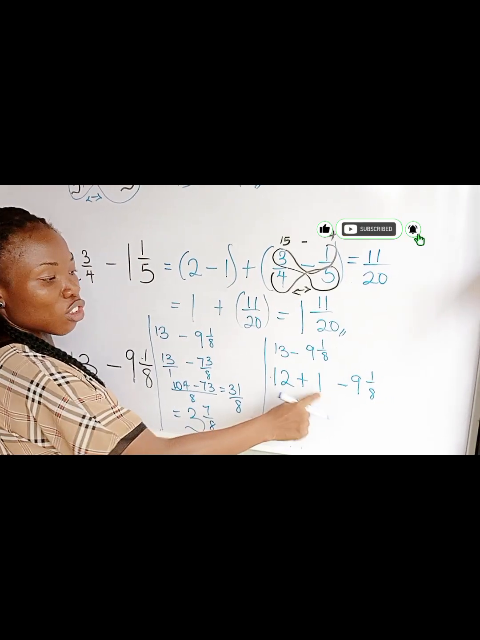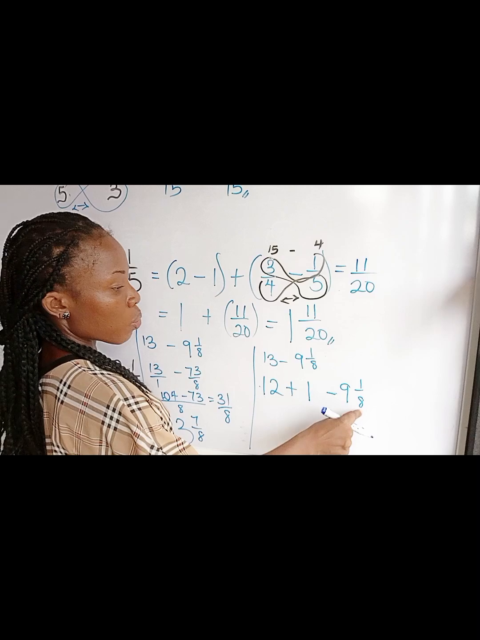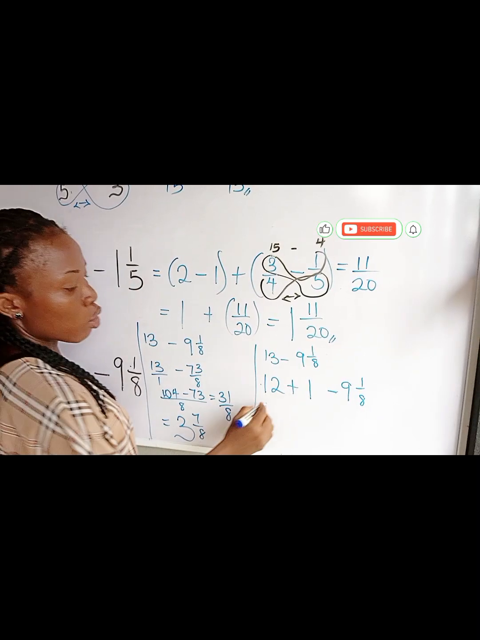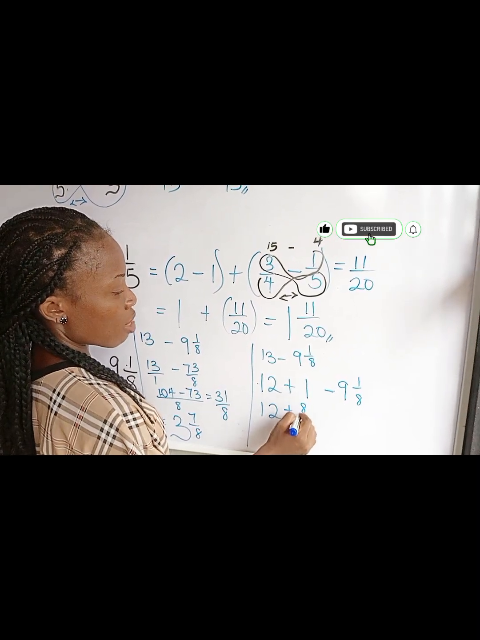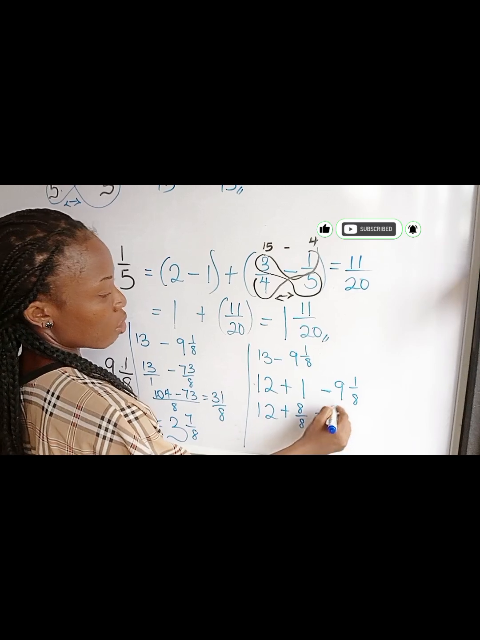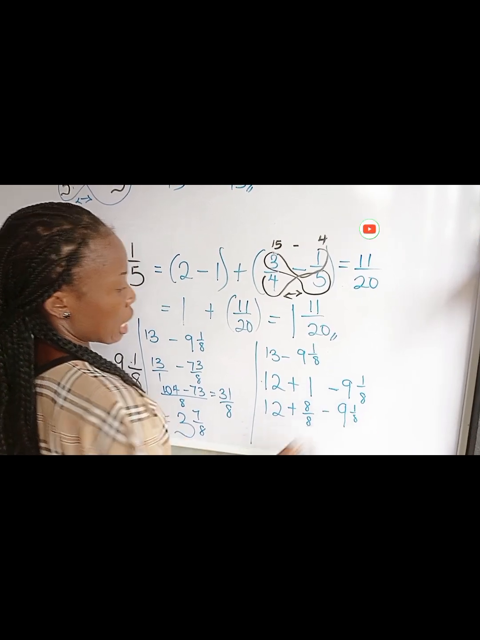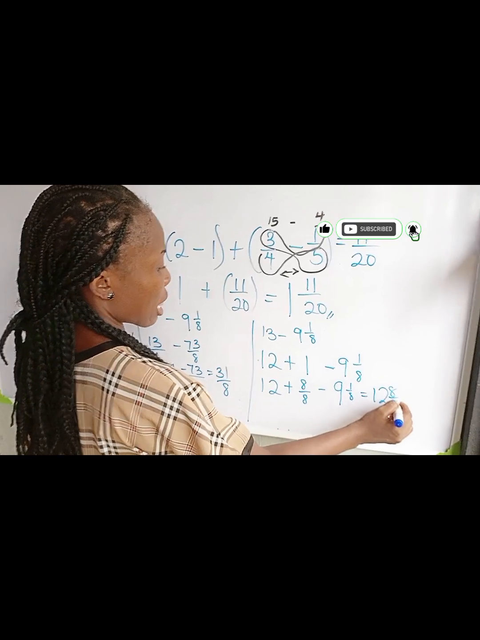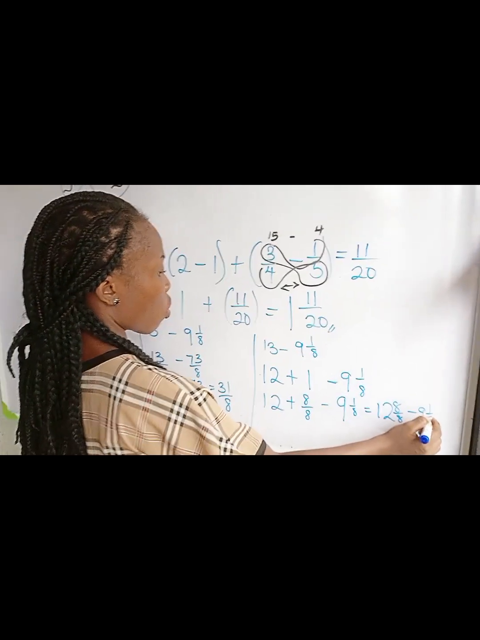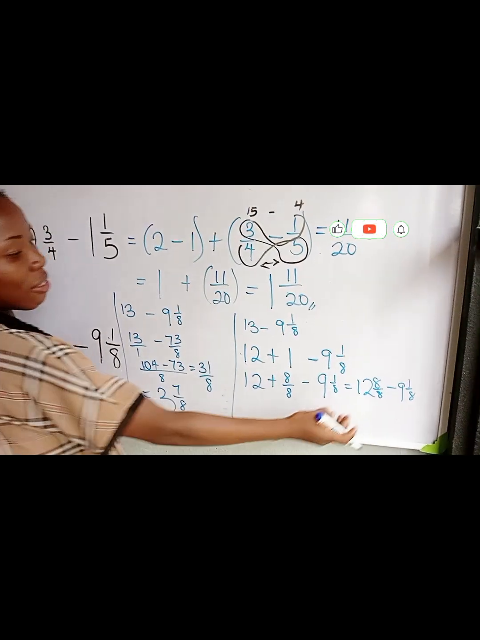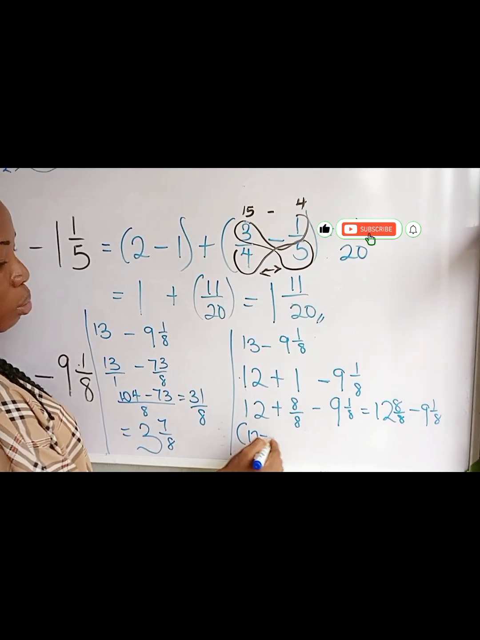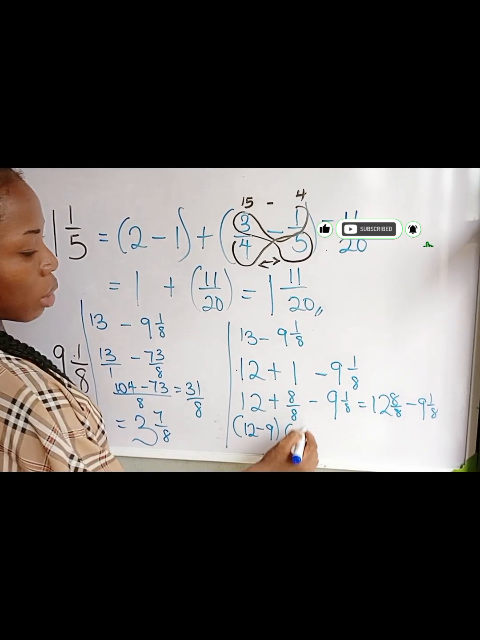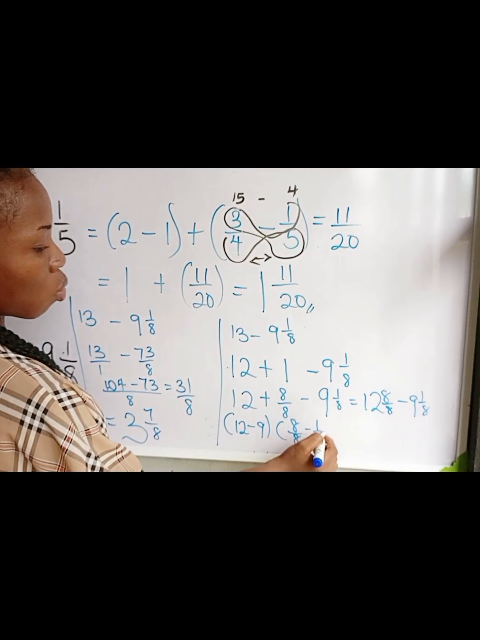Now we are going to change this one into what I said earlier. So this is going to be 12 plus 8 over 8 minus 9 whole number 1 over 8. Now this can be written as 12 whole number 8 over 8 minus 9 whole number 1 over 8. Now in this case, you separate the whole numbers from the fraction. So we have 8 over 8 minus 1 over 8.